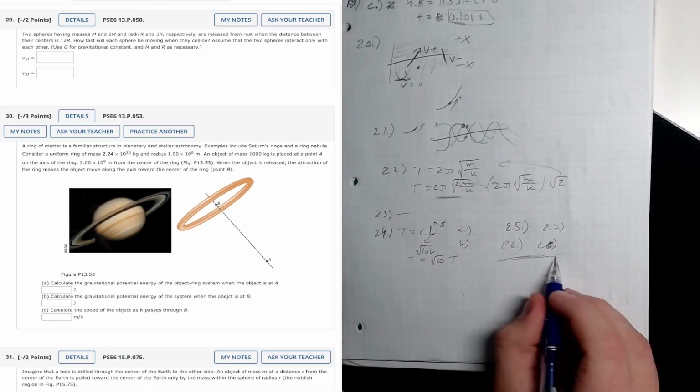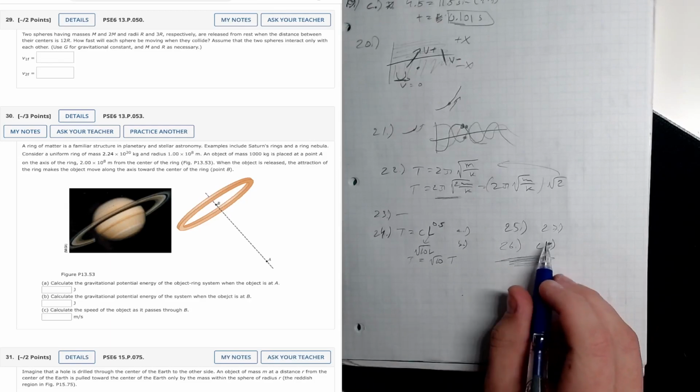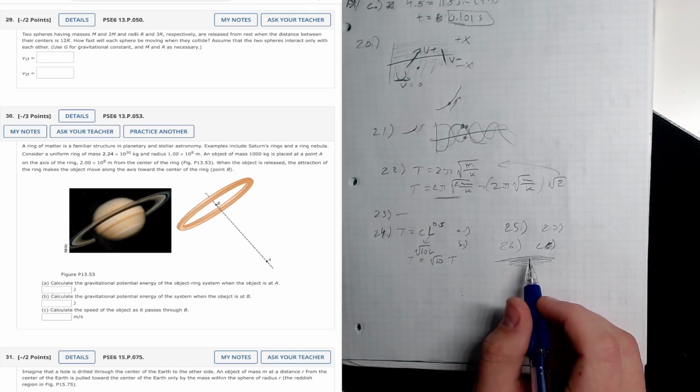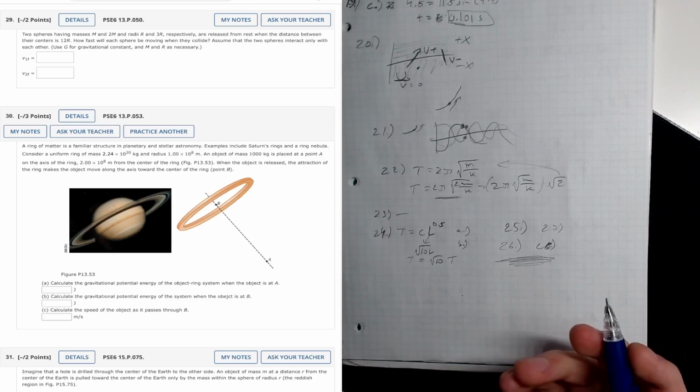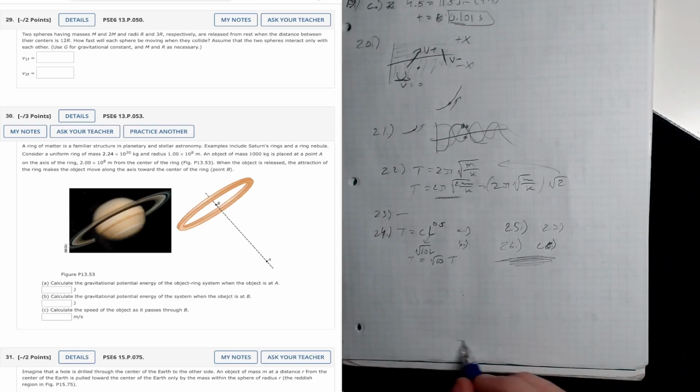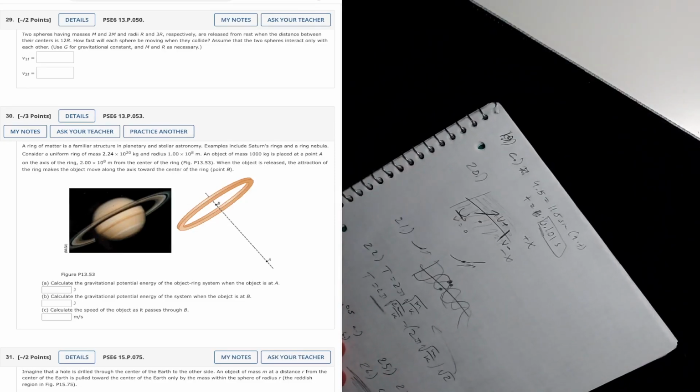Alright guys, these four right here, 25, 26, 27, 28, are basically all multiple choice, and they're fairly simple, so I think you guys can do those on your own. I'll move on to the other problems, go to the next page if it's available.